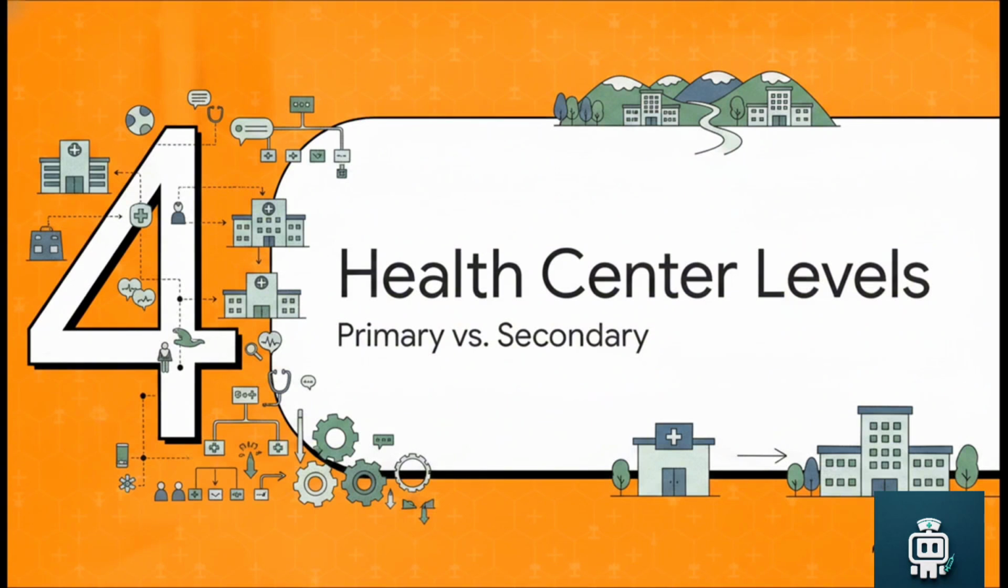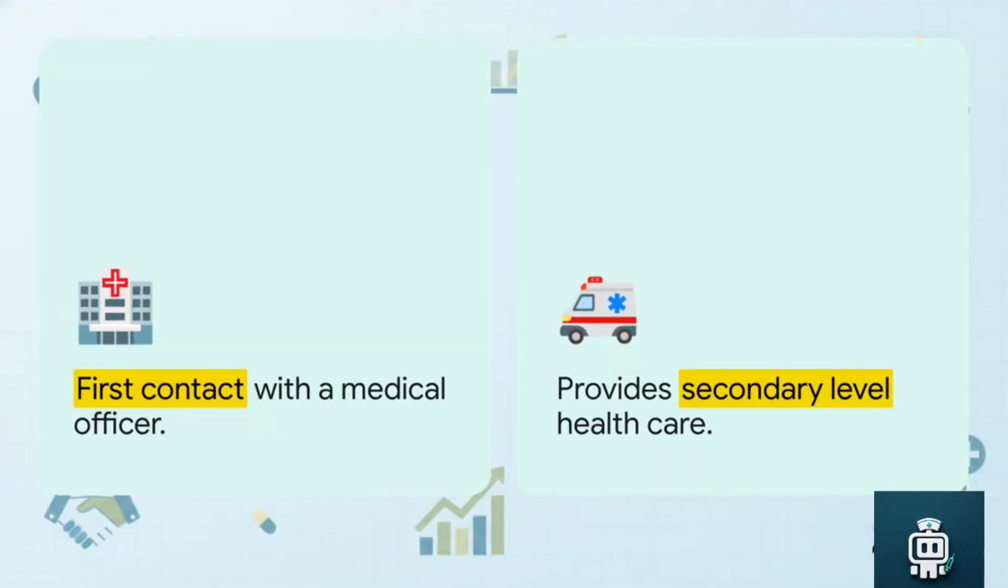Last stretch, section 4, levels of health centers, primary versus secondary. You need to keep this distinction razor sharp in your head. A primary health center, or PHC, is exactly what it sounds like. It's the primary, literally the very first point of contact between a rural community and a medical officer. But when a patient needs more advanced care, they get bumped up to the community health center, or CHC. That's where you step up to secondary level care. Just remember, primary means first contact, community steps it up to secondary.